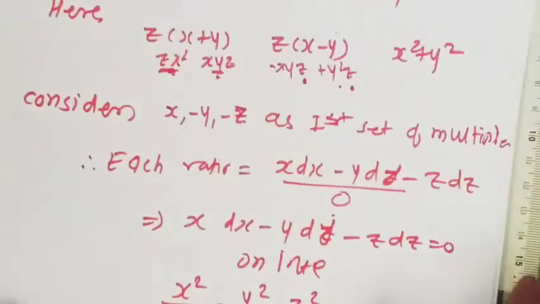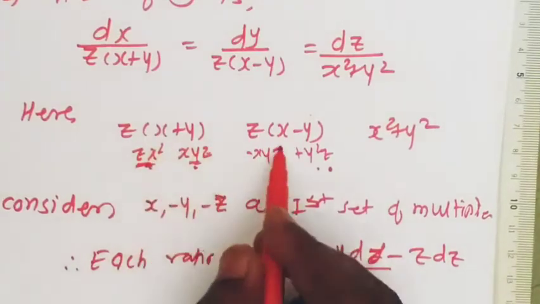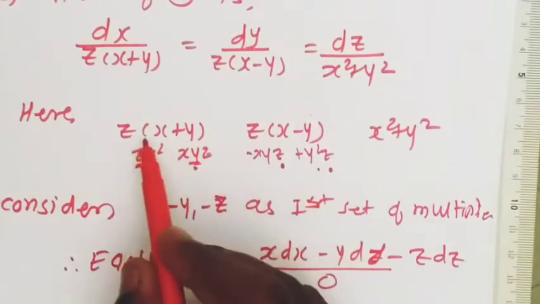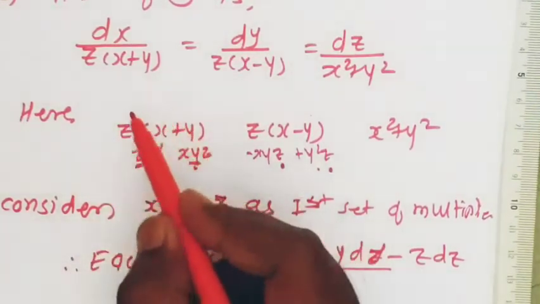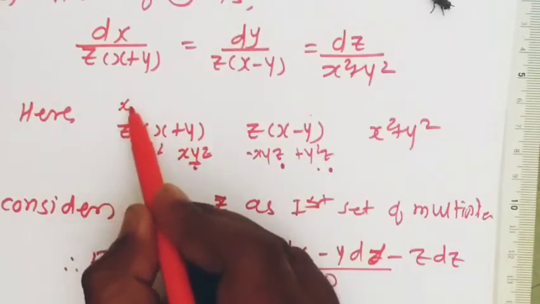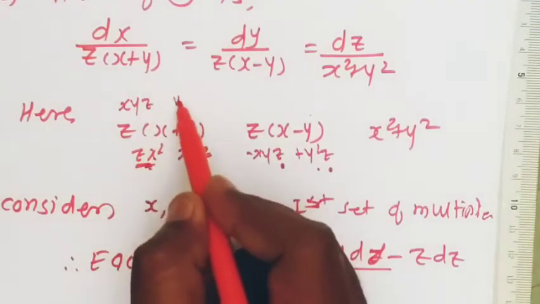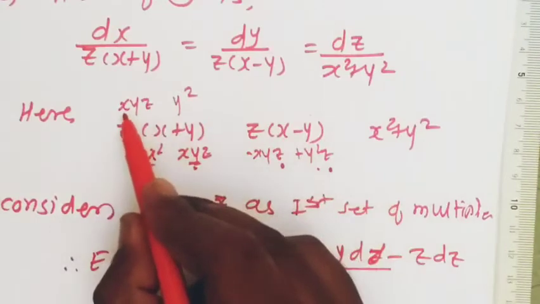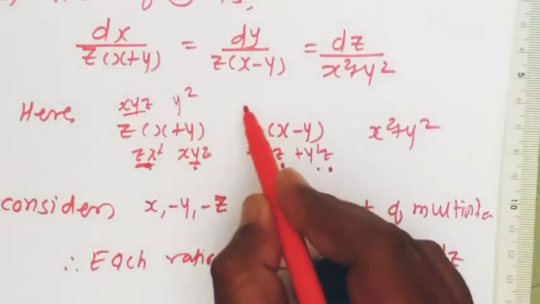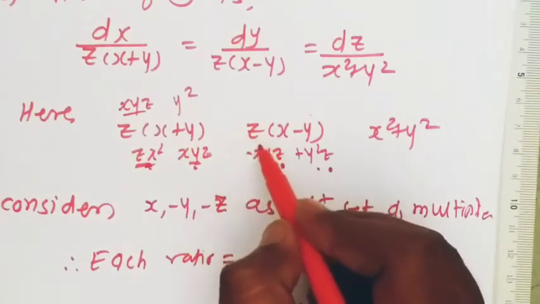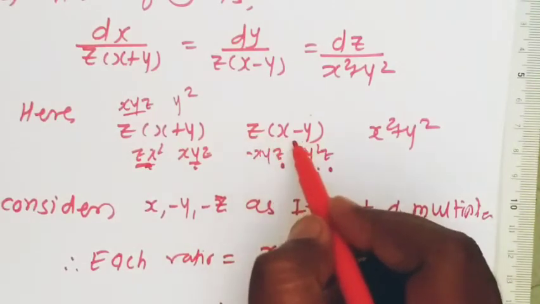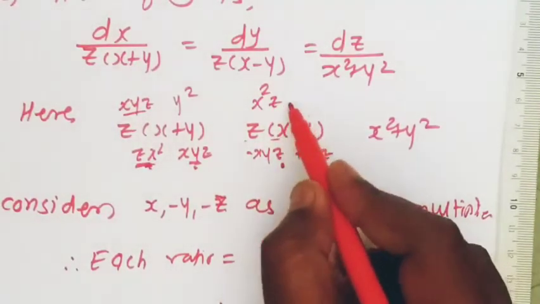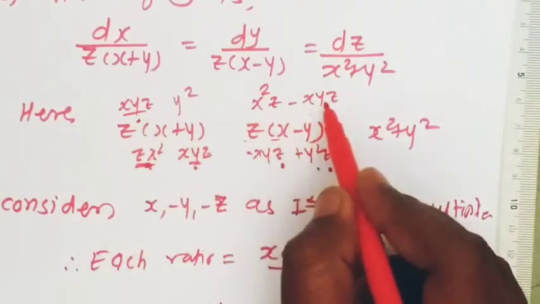Now for the second relation, we need to guess another set of multipliers. The second set should not be a multiple of the first. So instead of x, if I multiply by y first, what will happen? Here we will get xyz again, and here we will get y square, right? After multiplying by y, we are just checking by the trial and error method. For cancelling this, we must get minus xyz, so we will multiply this by x. If you multiply this by x, we'll get x square z and minus xyz. So plus xyz minus xyz is cancelled.